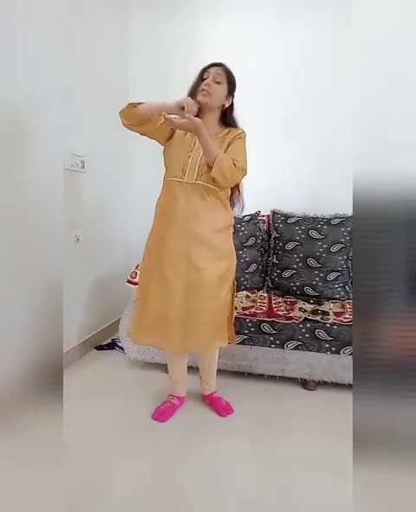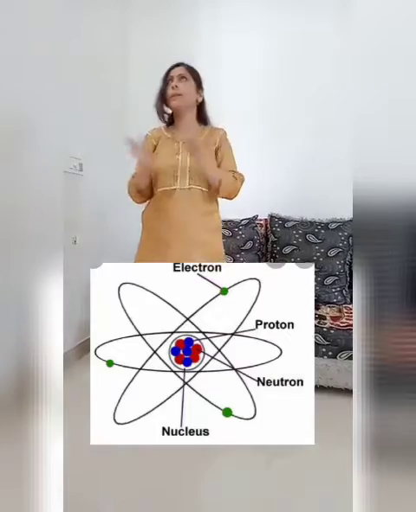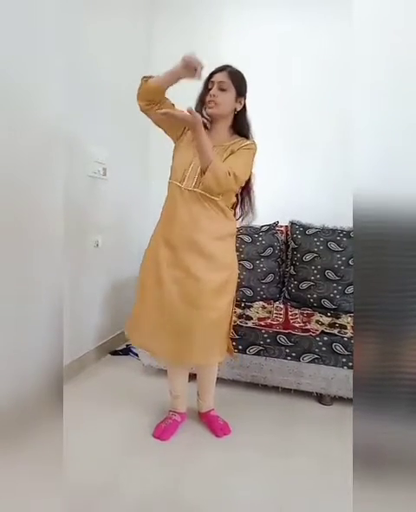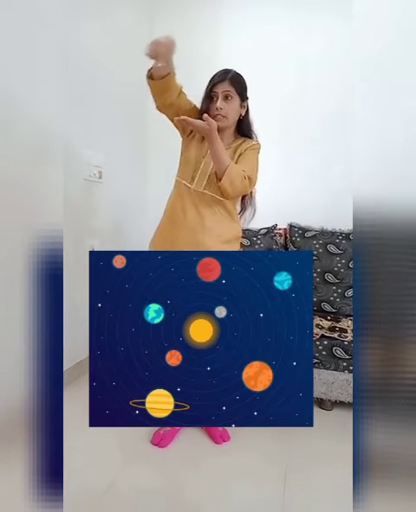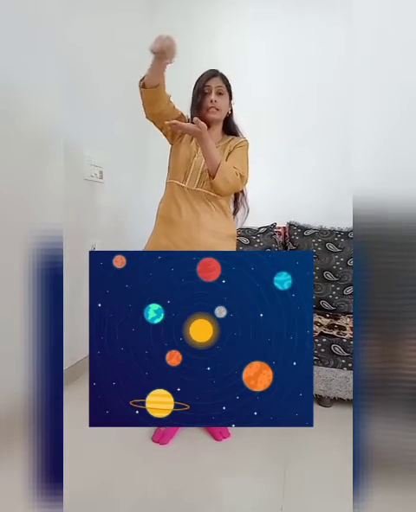So the nucleus is positively charged, because the proton is a positively charged particle and is inside the nucleus. To understand the structure of an atom, we take the example of the solar system. In the solar system, the sun is in the center. So we assume that the sun is the nucleus and all planets are assumed to be electrons. The planets revolve around the sun, that means the sun is the nucleus and the planets are electrons.